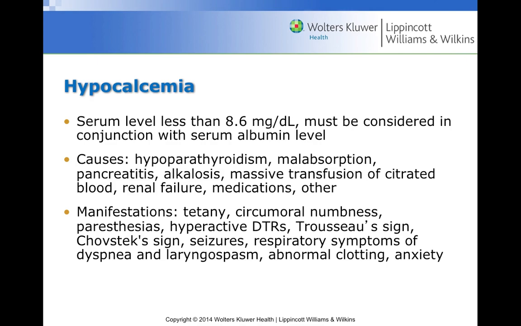Calcium exists in the plasma in three forms: ionized, bound, and complex. Calcium is absorbed from foods in the presence of normal gastric acidity and vitamin D. It is excreted primarily in the feces, with the remainder excreted in the urine. The serum calcium level is controlled by the parathyroid hormone, pH, and calcitonin. As ionized serum calcium decreases, the parathyroid glands secrete PTH.